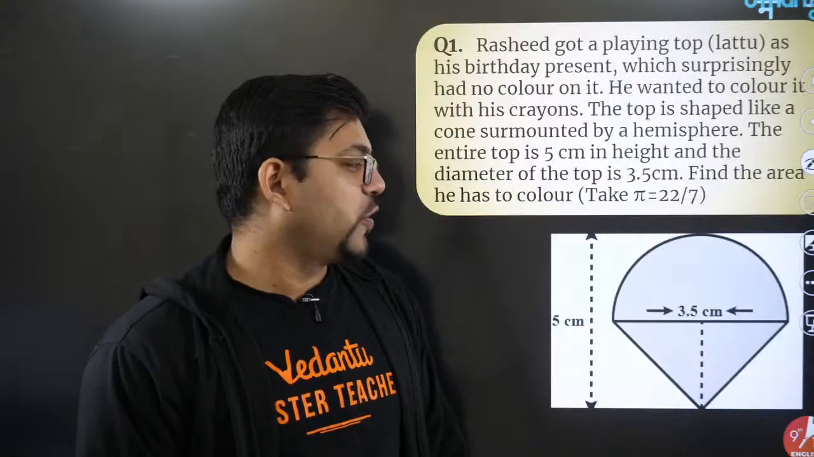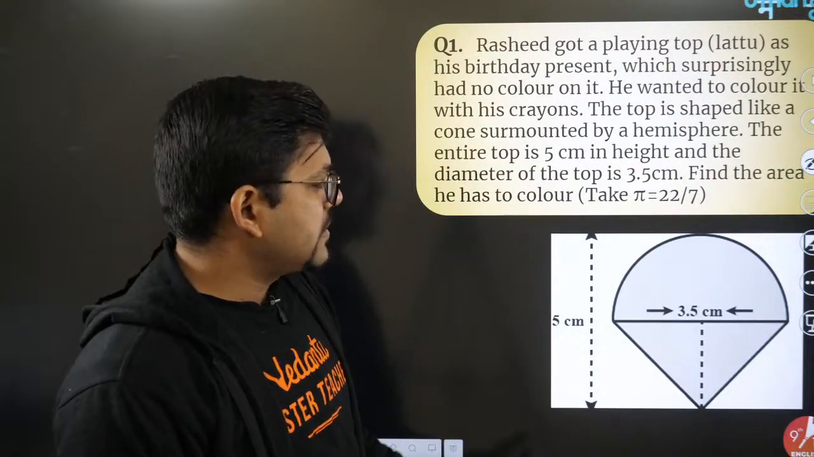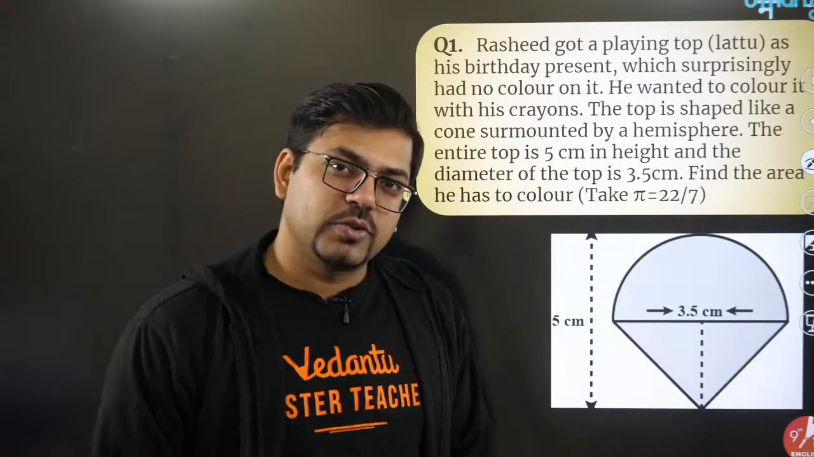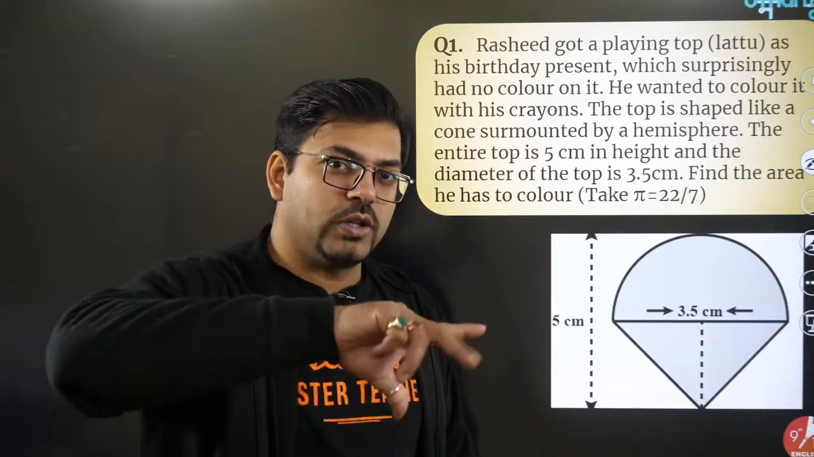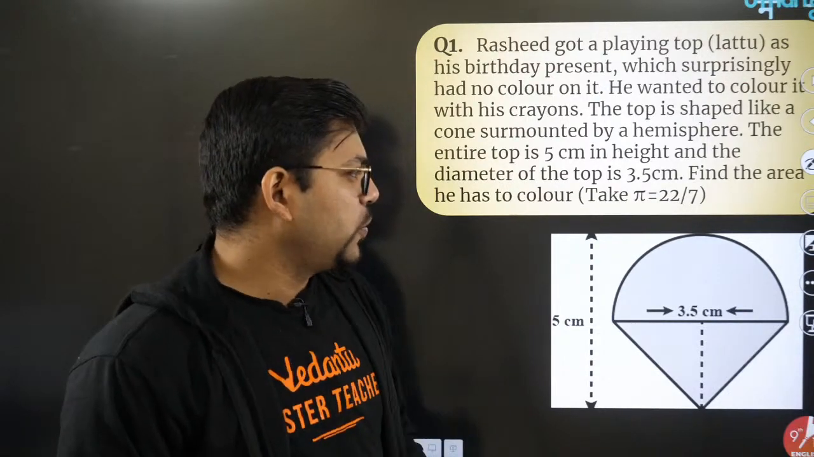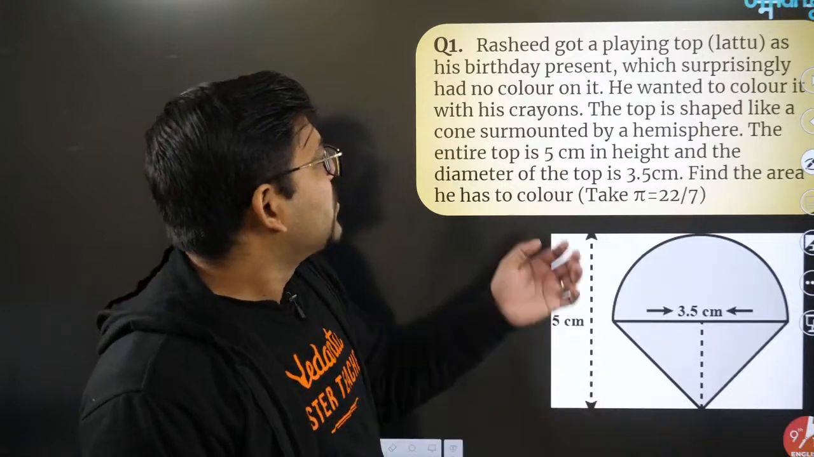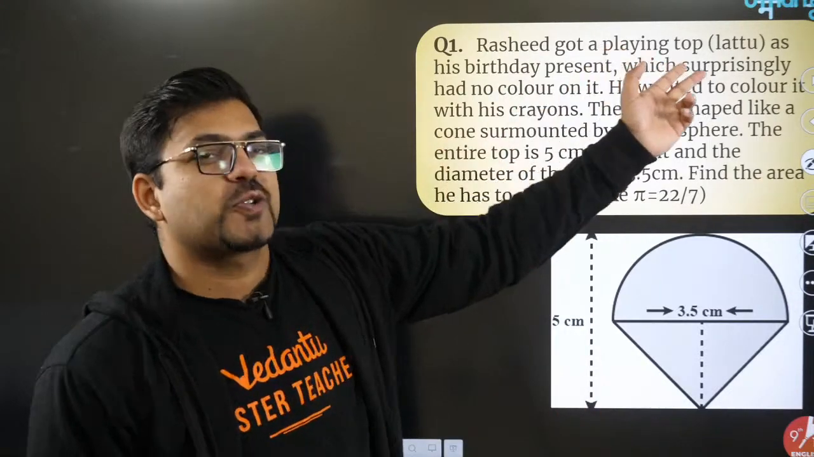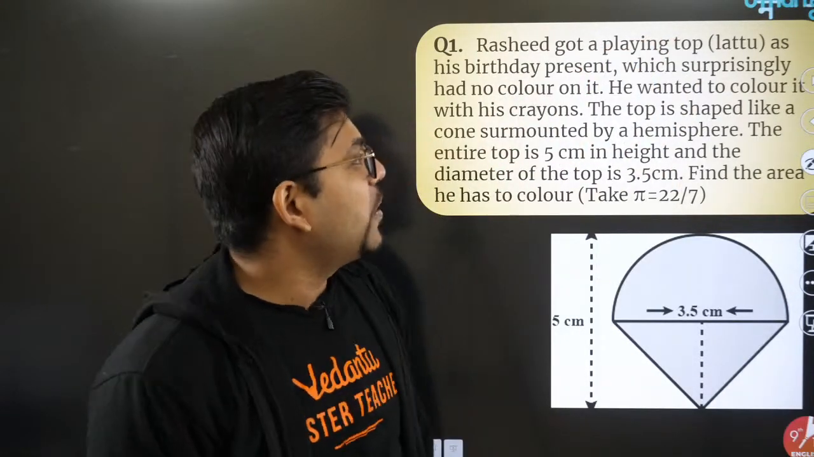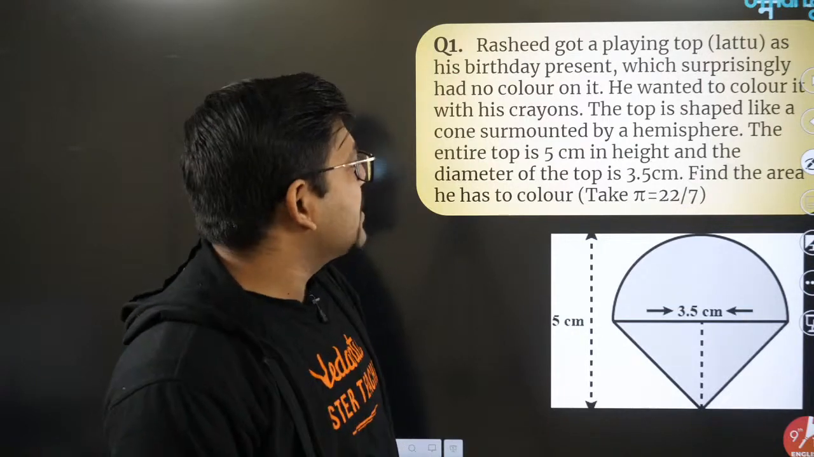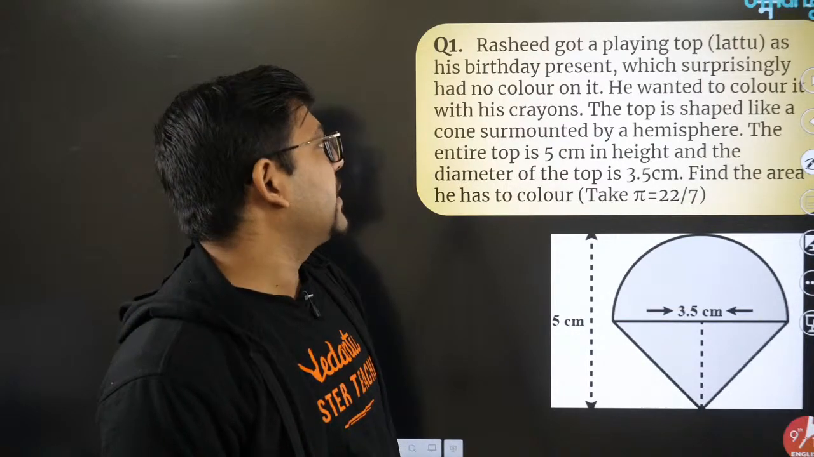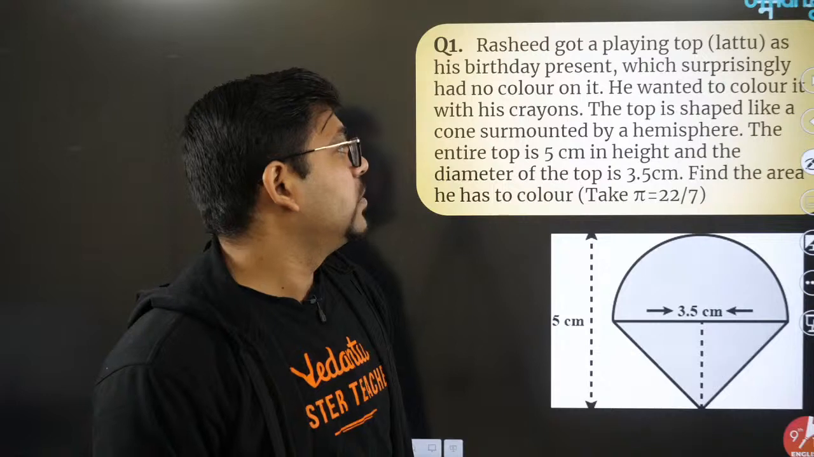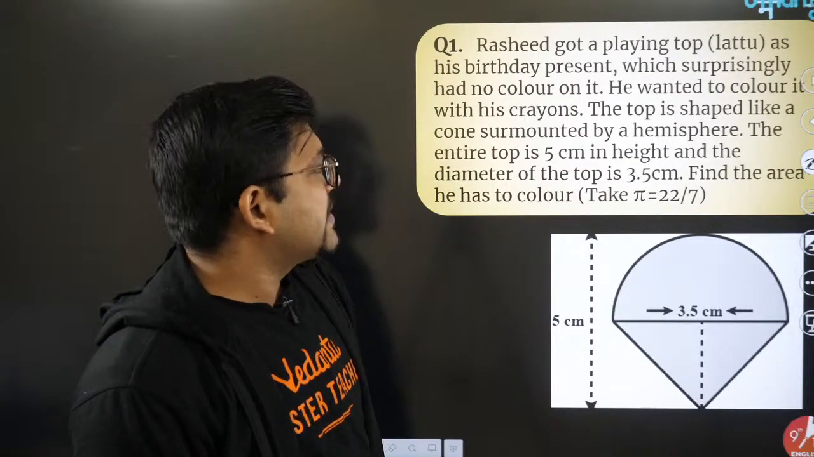Here's the first question for all of you. The question says, this looks like that lattu we saw in childhood, which you roll on the ground. I don't know what it is called in English. So Rashid got a playing top. Okay, it is called a playing top, lattu, as his birthday present, which surprisingly had no color on it. Wow. He wanted to color it with his crayons.